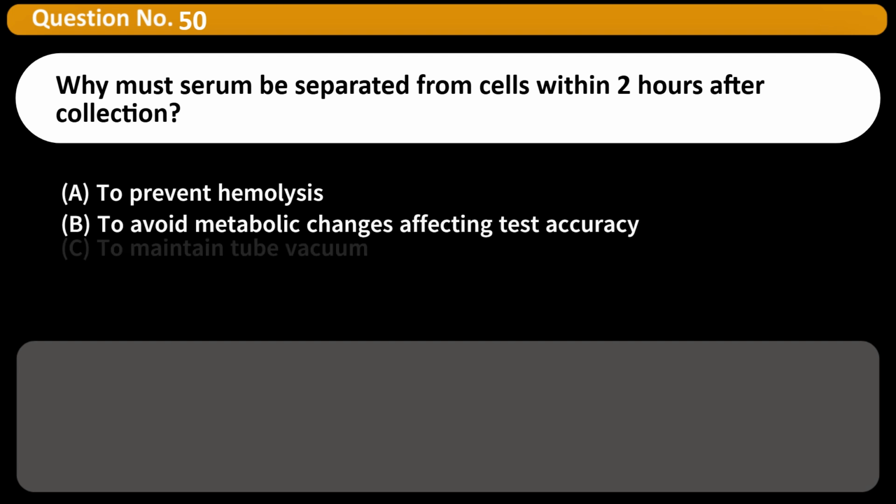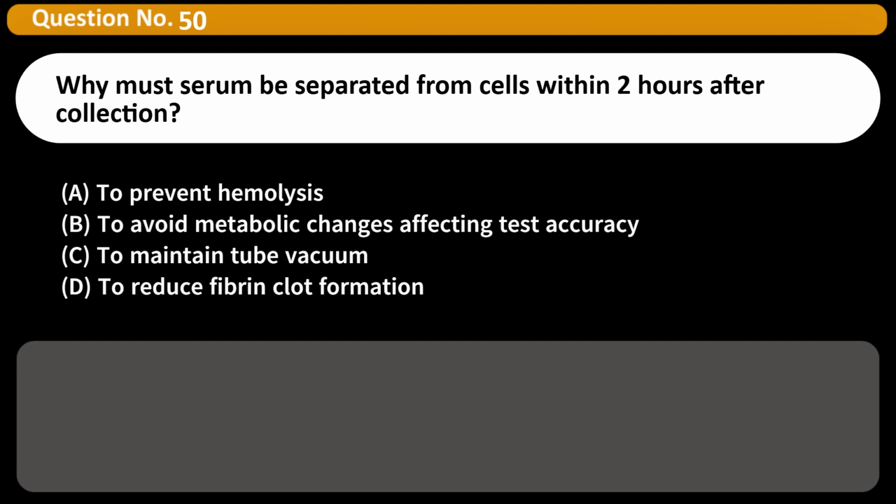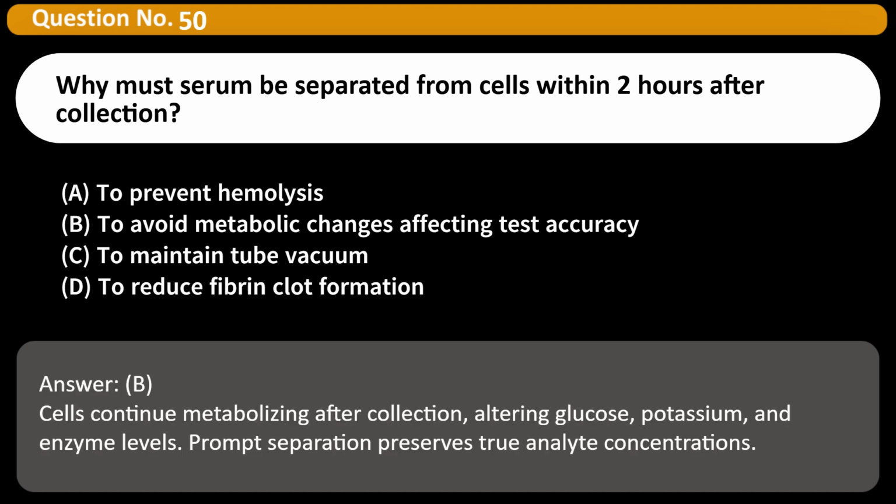Why must serum be separated from cells within 2 hours after collection? A. To prevent hemolysis. B. To avoid metabolic changes affecting test accuracy. C. To maintain tube vacuum. D. To reduce fibrin clot formation. Answer B. Cells continue metabolizing after collection, altering glucose, potassium, and enzyme levels. Prompt separation preserves true analyte concentrations.